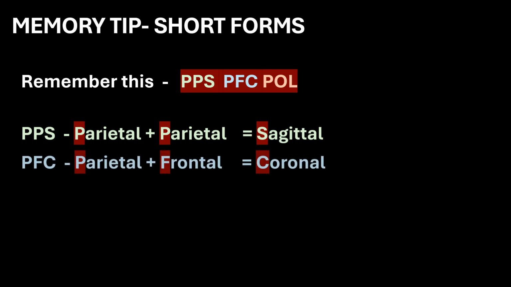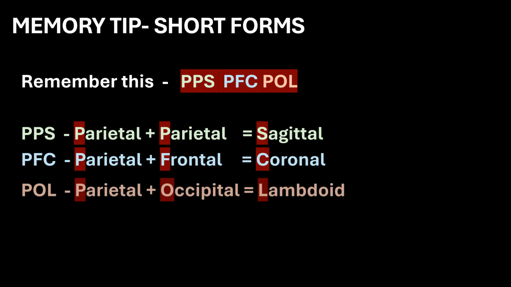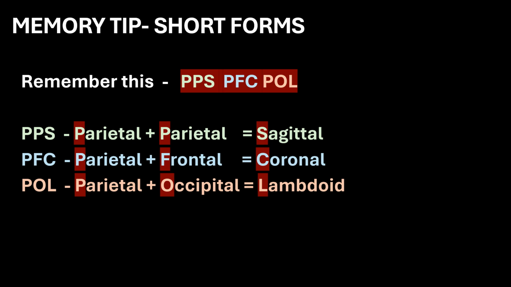PFC is parietal plus frontal equals coronal. So the coronal suture is between parietal and frontal bones. The third one is POL, that is parietal plus occipital equals lambdoid. So the lambdoid suture is between parietal and occipital bones. The last one is frontal plus frontal equals metopic. That means the metopic suture is between the frontal bones.